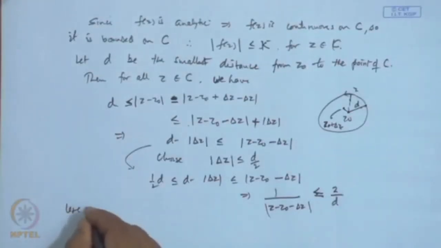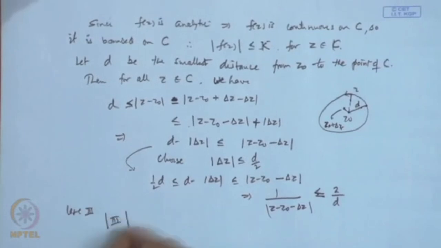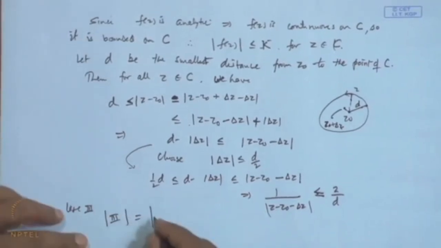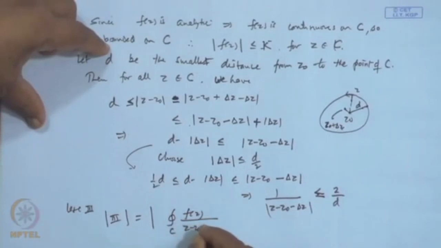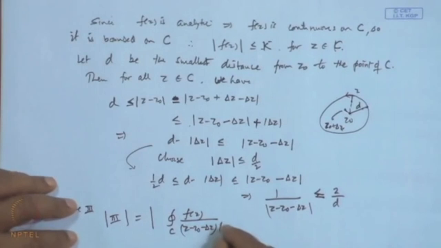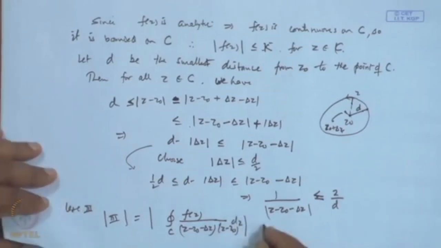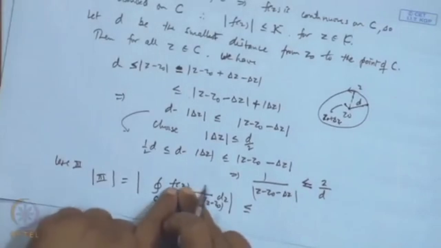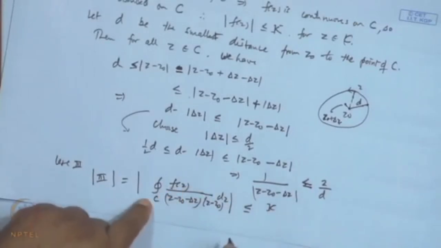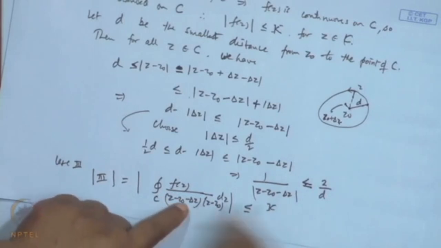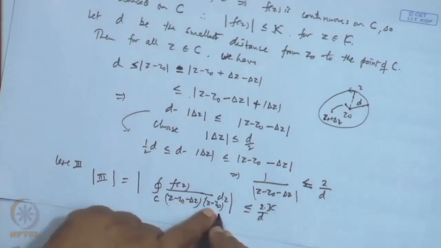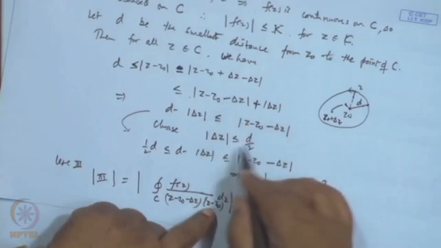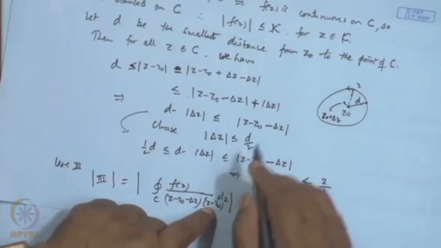Now, use the third. What is the mod of the third portion? The mod of the integral along C of f(z) over (z − z₀ − Δz)(z − z₀) dz. If you take the mod, apply the ML inequality. This will be less than or equal to |f(z)|, which is bounded by k along the path C. Then |z − z₀| is greater than or equal to d, since d is the radius of the small circle.